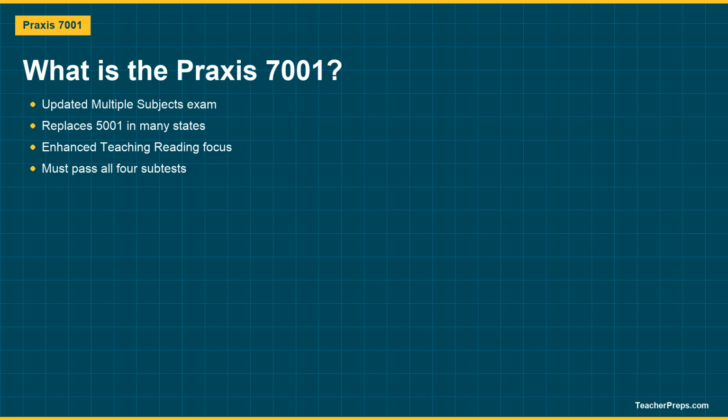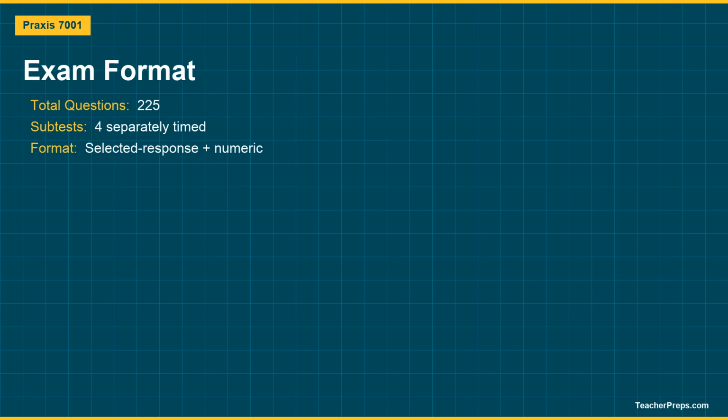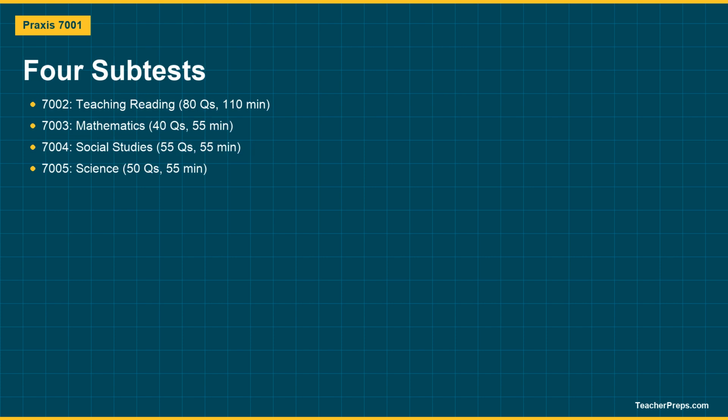Here's the format. The Praxis 7001 has 225 total questions across 4 subtests. Teaching reading has 80 questions, mathematics has 40, social studies has 55, and science has 50. All questions are selected response or numeric entry. You have 4 hours and 55 minutes total. Teaching reading gets 110 minutes, while mathematics, social studies, and science each get 55 minutes. Plan your pacing for each section.